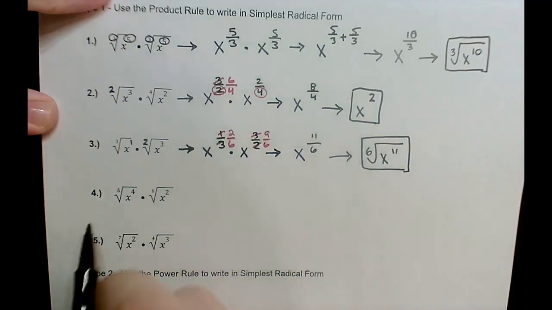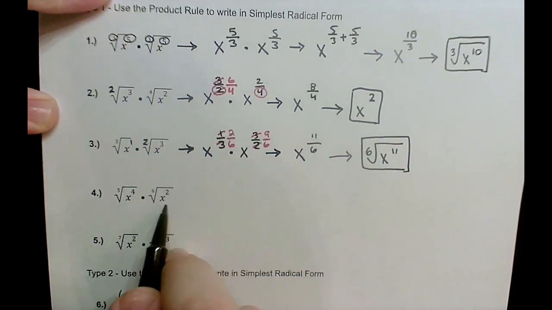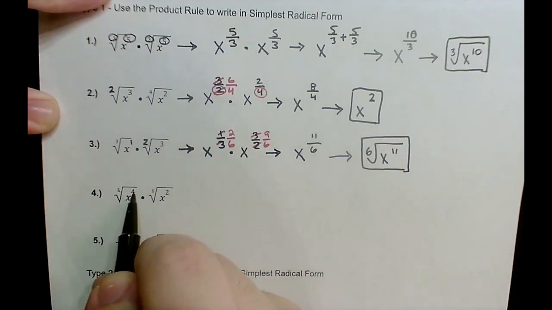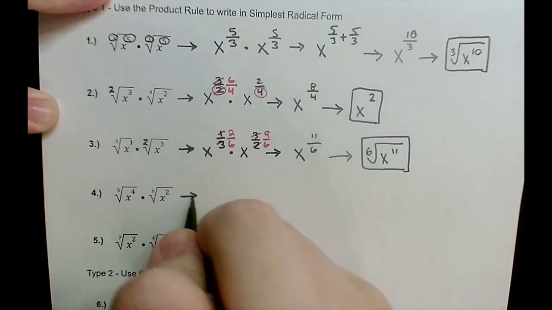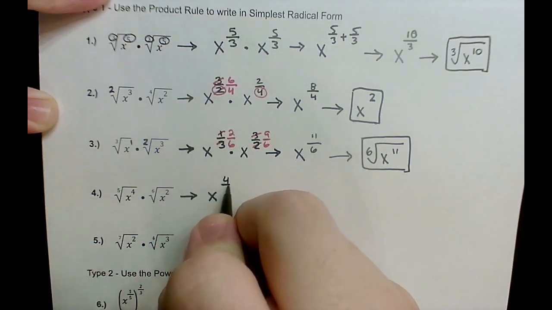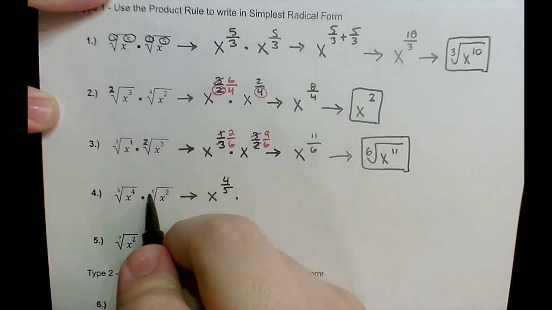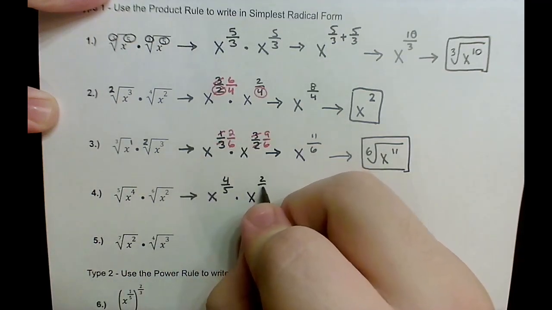Okay, again, go ahead and change both of these to the fraction version of the radical. So the 5th root of x to the 4th power, the 4 goes on top, the 5 goes on bottom. So that becomes x to the 4/5 power. For the next one, 6 goes on bottom, 2 goes on top. We get x to the 2/6 power.